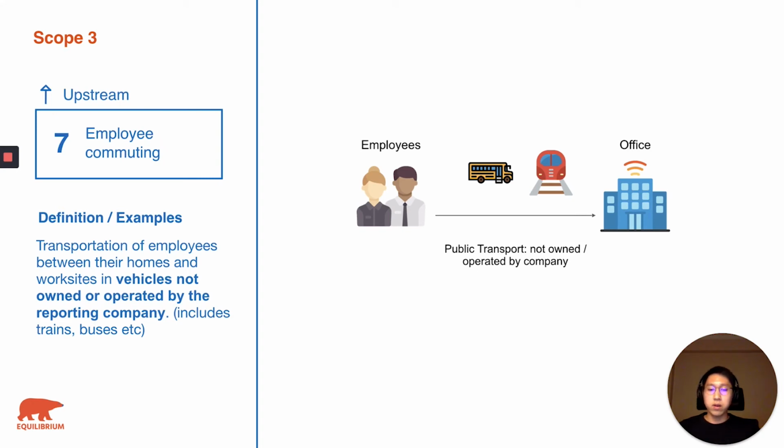Category 7 accounts for employee commuting, defined as the transportation of employees between their homes and work sites in vehicles not owned or operated by the reporting company. Such commuting includes the emissions produced by buses or trains which employees take to work.